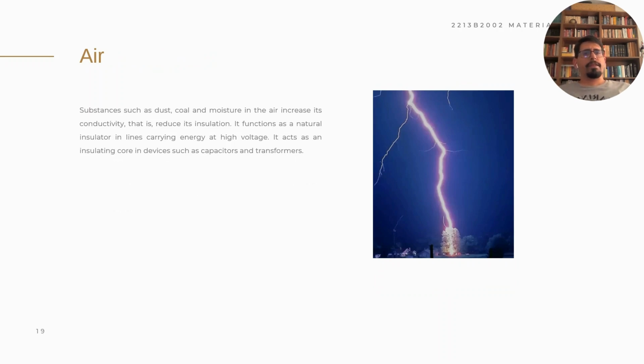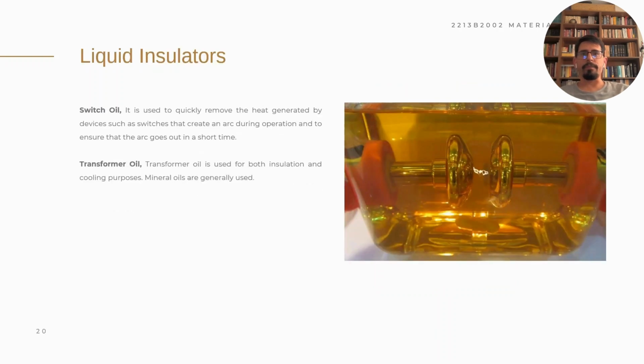Air actually works as a natural insulator in high voltage systems, like in power lines. But here's the thing: if the air contains dust, coal particles, or moisture, its ability to insulate drops and its conductivity increases. That's because these impurities help electricity to find a path more easily. Even though air can insulate on its own, it also acts as a core insulator medium in devices like capacitors and transformers, as long as it's clean and dry.